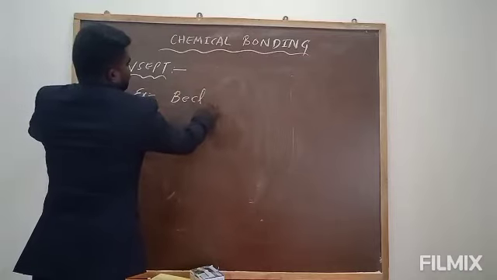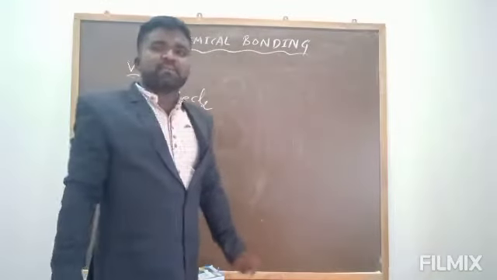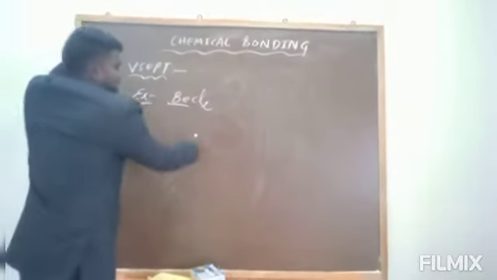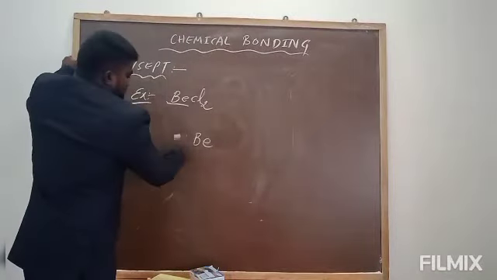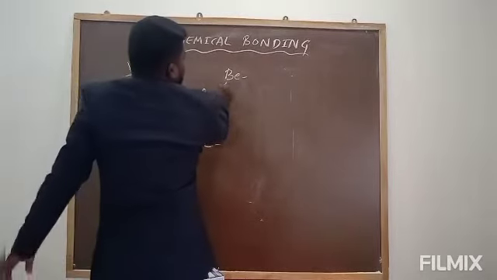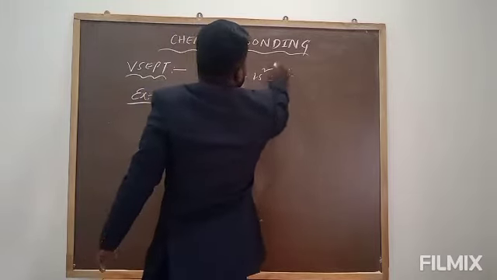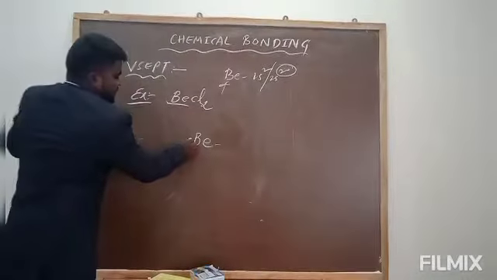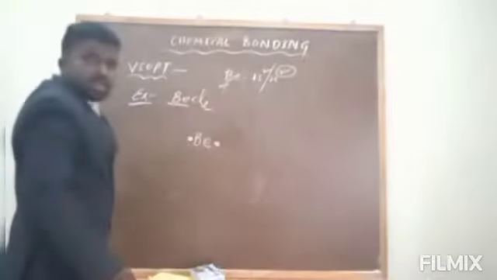For example, if we take BeCl2, beryllium chloride. Which is the central atom here? Beryllium. So if we draw the Lewis dot structure, beryllium atomic number is 4. Electronic configuration 1s2, 2s2. The valence shell contains only 2 electrons. So beryllium will get 2 dots around it.